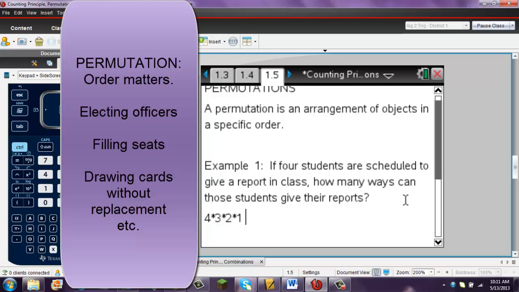So 4 times 3 times 2 times 1 is 24. We could also call that a permutation: 4 people getting chosen and filling 4 positions. 4P4 would be that permutation.